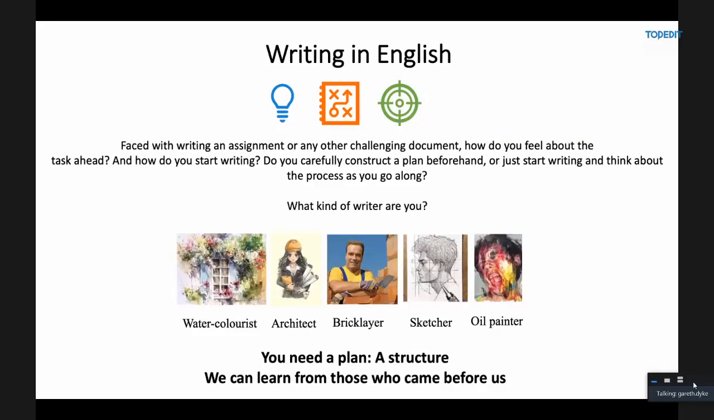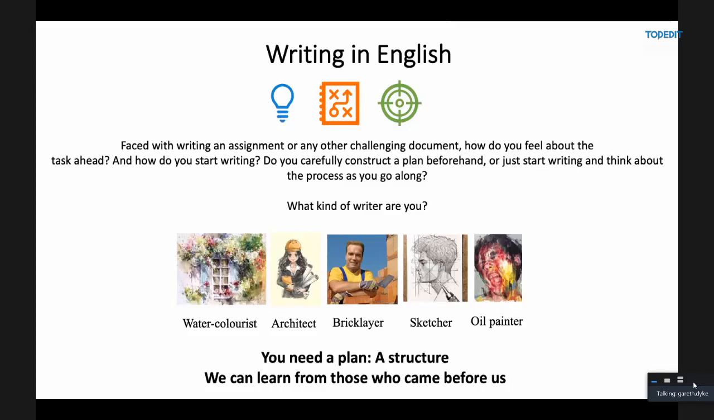How do you manage that though? People ask us, I'm faced with writing an assignment, I've got to write a document, I feel very afraid. How do you feel when you have to write a piece of English language as a document? How do you do it? How do you think about these kinds of processes? What kind of writer are you? Very important to think about this.